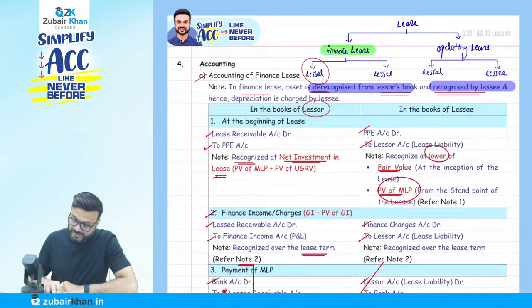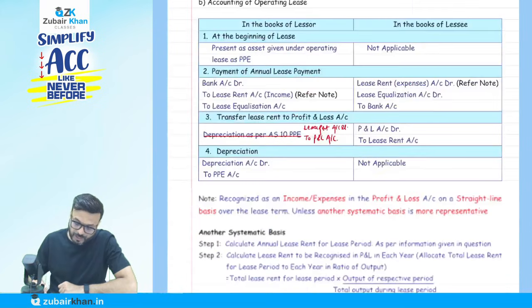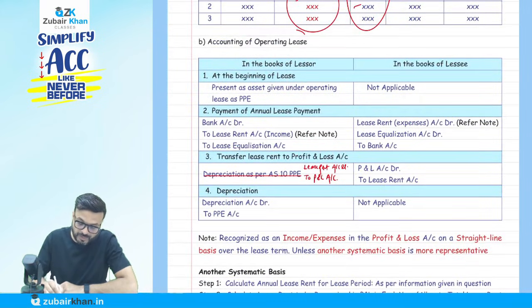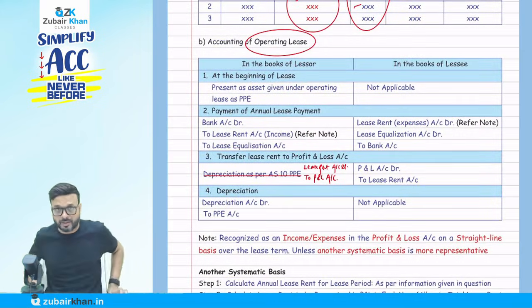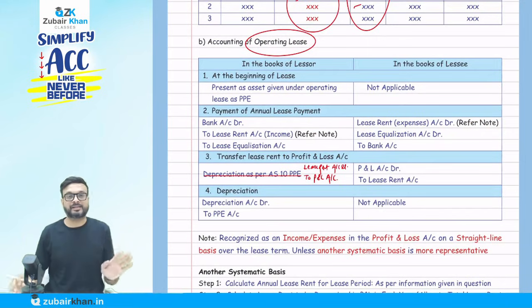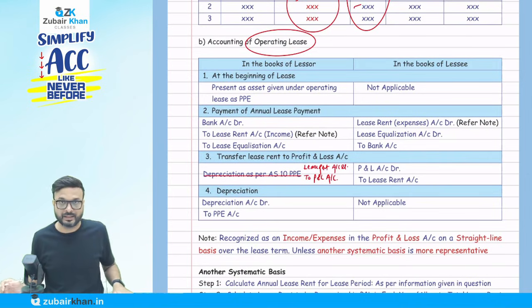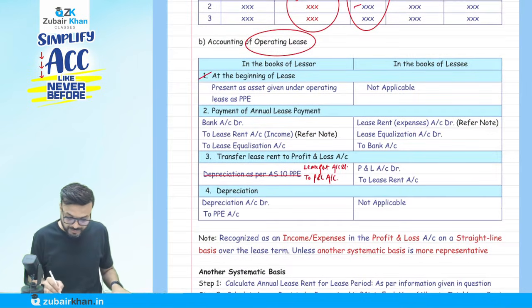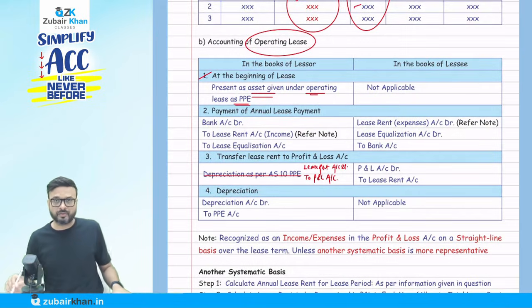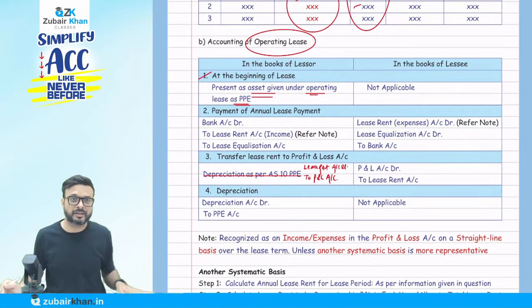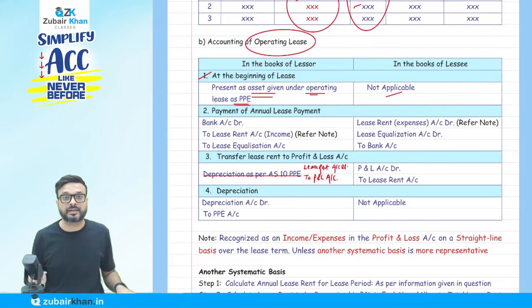Okay, now we'll discuss how to do the accounting in case of an operating lease. In case of an operating lease, risk and reward are not transferred, so there is no need to de-recognize. It still will appear as an asset in the books of the lessor only. So what is the first step? At the beginning of the lease, present the asset under the operating lease as property, plant and equipment. Under PPE it will be mentioned as given on lease, but it is not going to be recognized as an asset by the lessee.